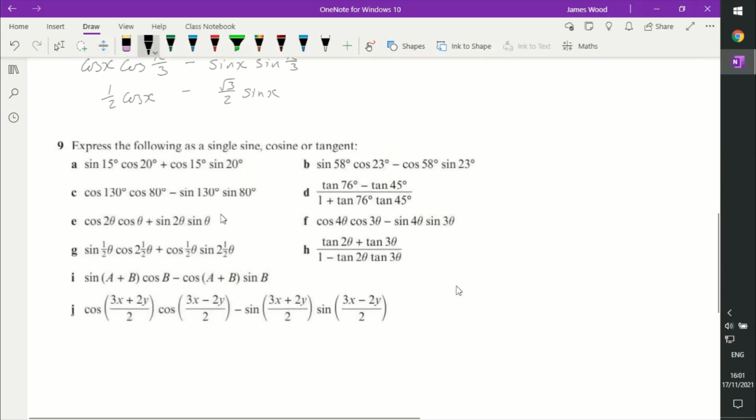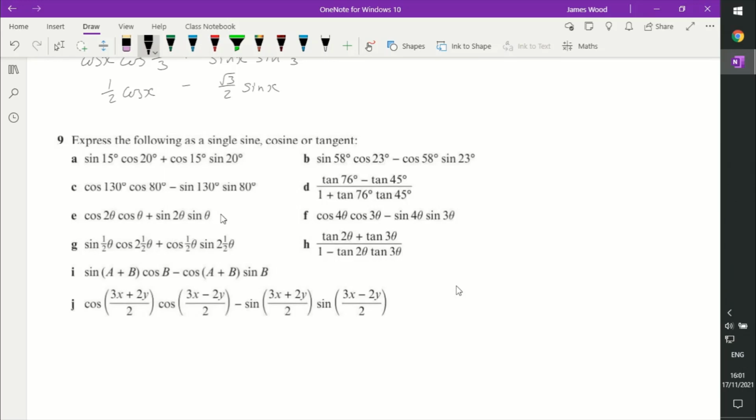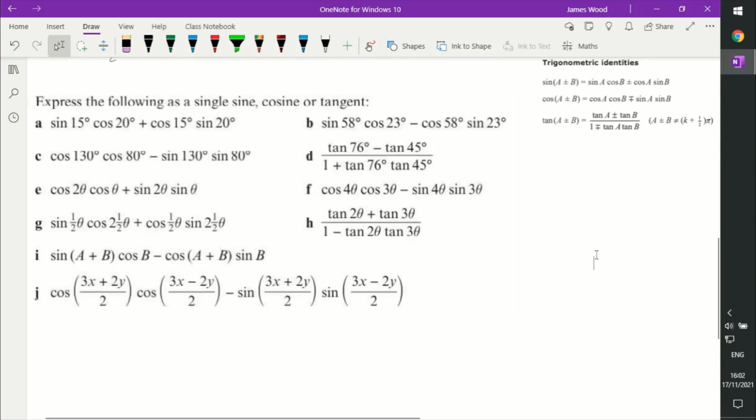Okay, for this one, express the following as a single sine, cosine, or tangent. I'm just going to put the formulae on the screen at the same time. Okay, so I've got the formulae there so I can use them to compare. Now this expression here, this looks quite long and complicated, but the key thing to spot is just what pattern is it. This is sine cos plus cos sine. So that's going to be this top formula here.